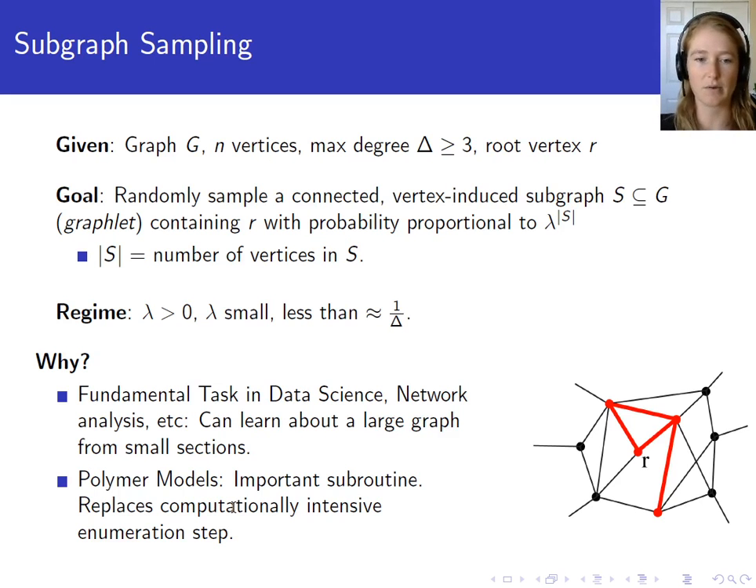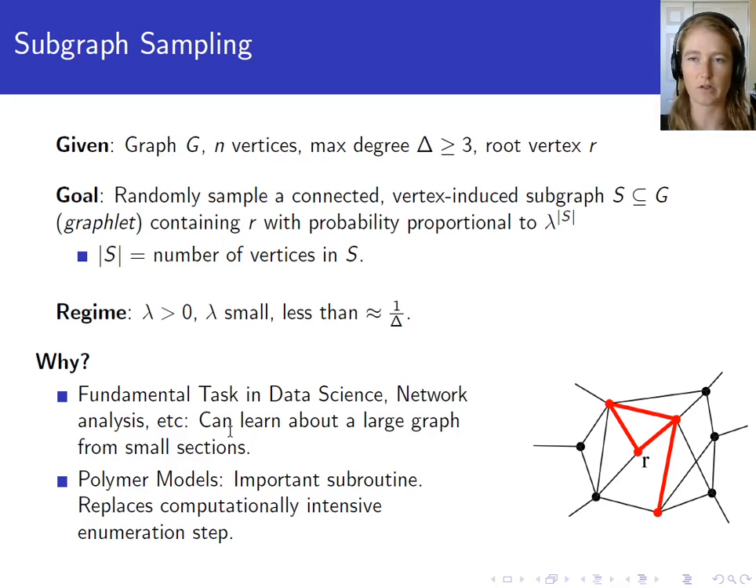It's also really important for sampling from polymer models. I'll talk about that a little bit more later on. But polymer models are a very general class of models that have been very useful in a lot of situations. And an important subroutine in sampling from polymer models involves essentially this problem, sampling a connected vertex-induced subgraph containing a particular vertex. This has previously been done with a computationally intensive enumeration step. With this new algorithm that I'm going to tell you about, we are able to skip that.